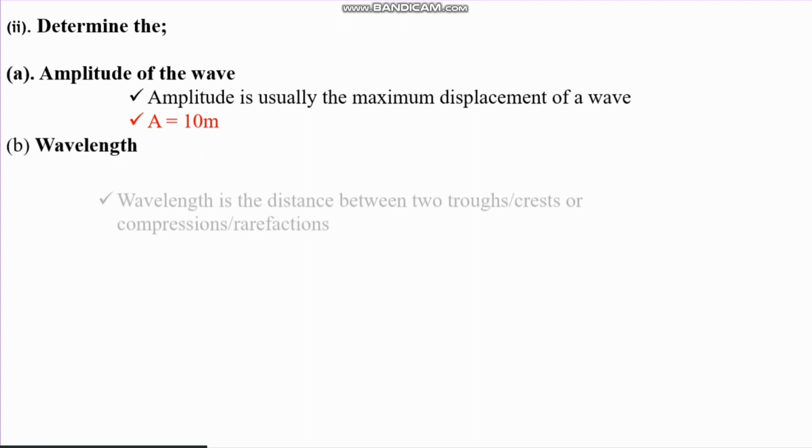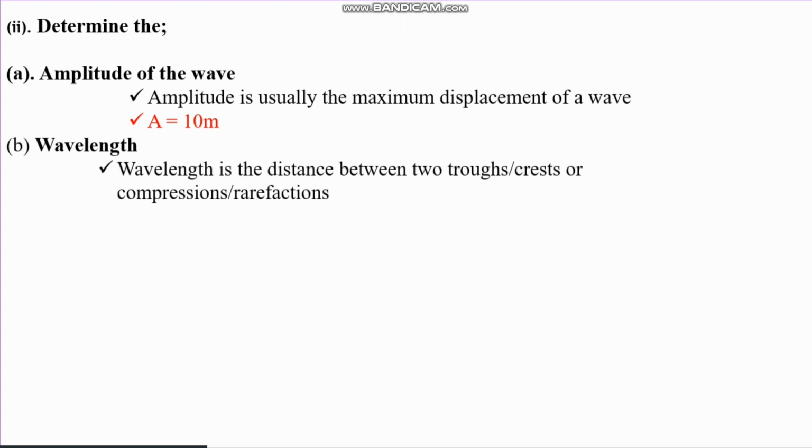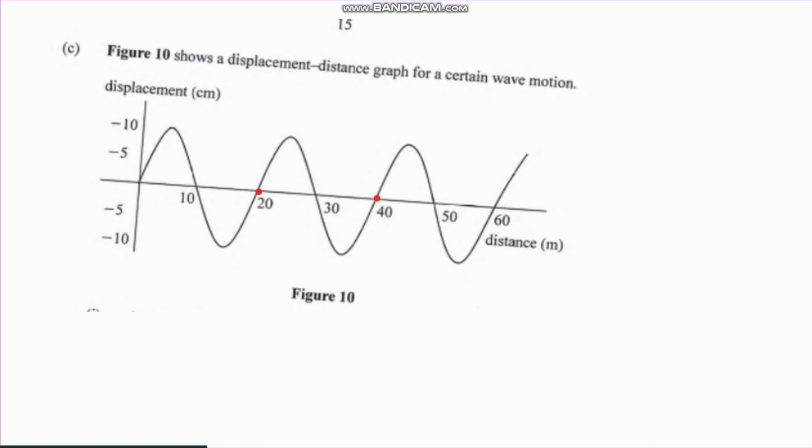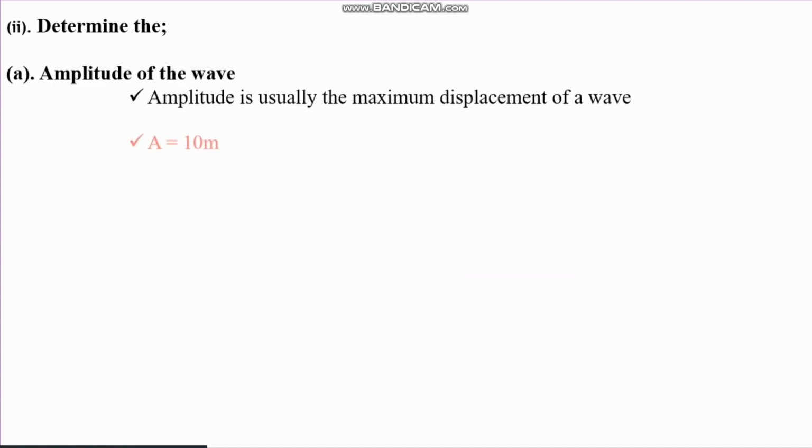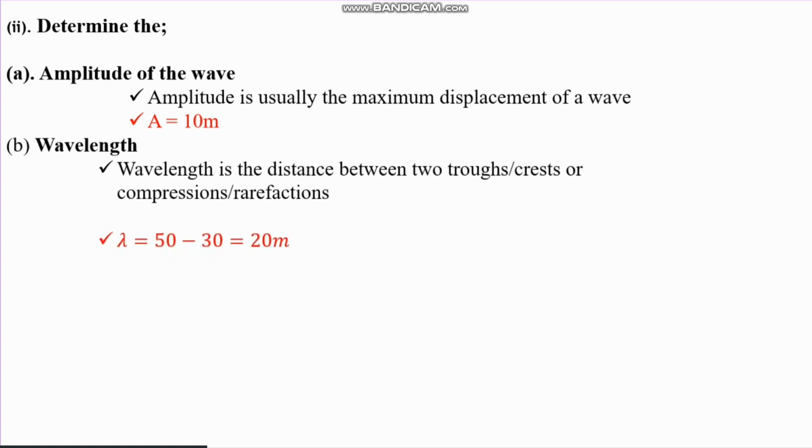I will ask the wavelength. The wavelength is the distance between two troughs or two crests. That is for a transverse wave, or the distance between two compressions or two rarefactions, and that is for a longitudinal wave. And as we saw from our question, it is 50 minus 30, you can see this one. So we said we can have it at 20 and 40, we subtract, it is 20, or we can have it as 50 and 30 meters. So the distance between this point and this point is the wavelength. So the wavelength is 50 meters minus 30 meters, and you get 20 meters. So the wavelength is 20 meters.